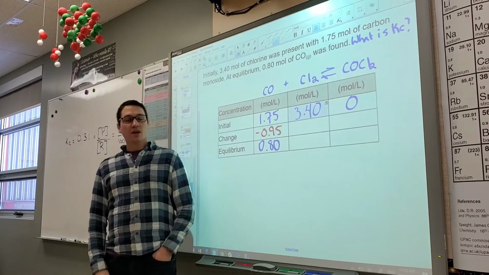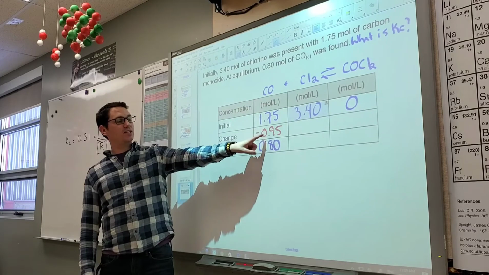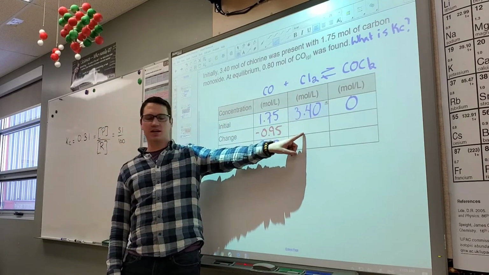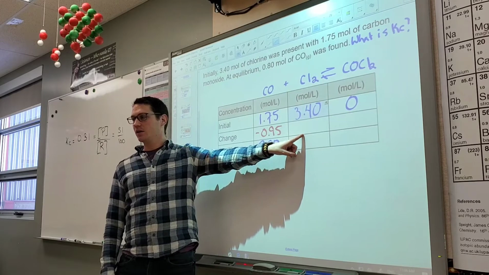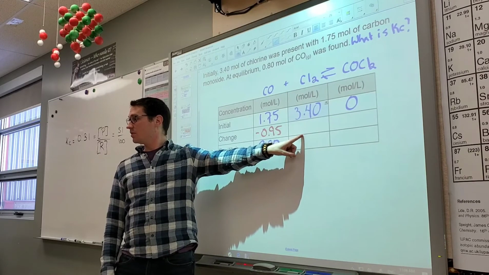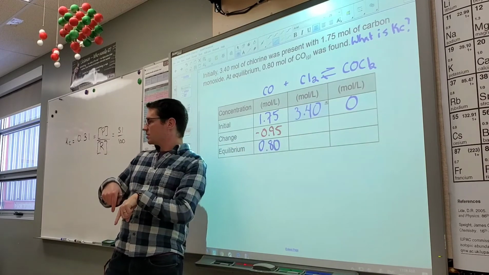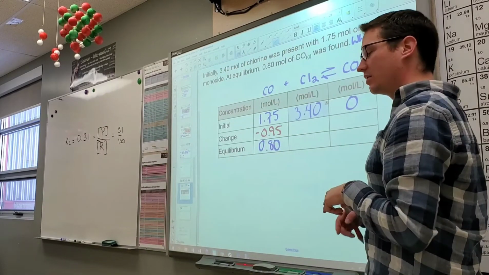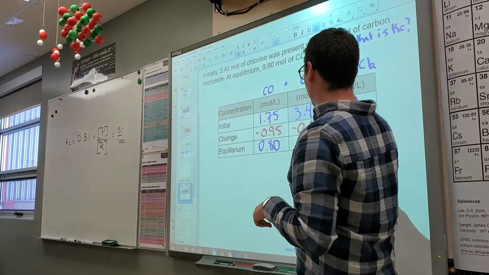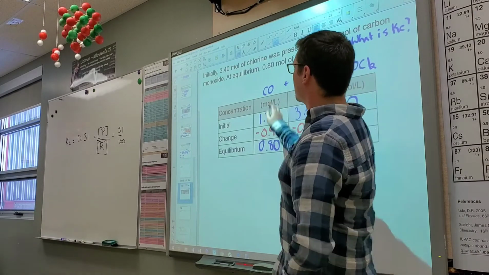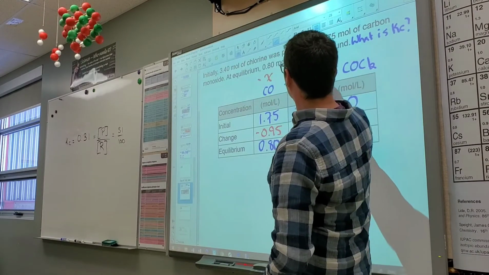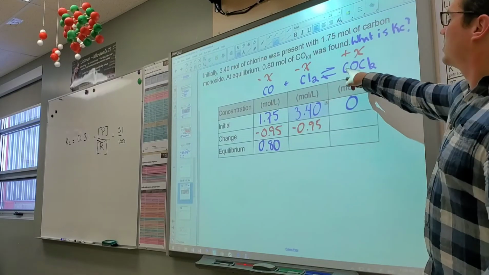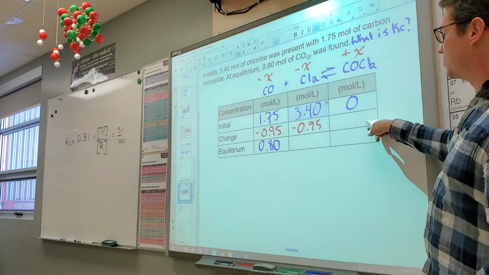If this changed by negative 0.95, what should the next substance change by? Should it increase or decrease? It should decrease by 0.95, right? Because if we're losing x here, we should lose x here, and we should gain x here. So what's our COCl2 going to increase by?